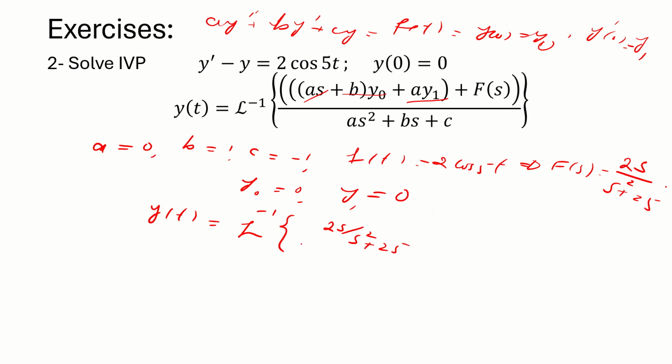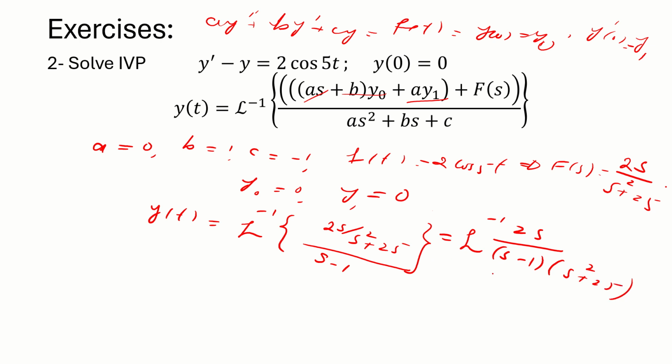Okay, whereas in the denominator we'll be having the characteristic equation, that is s square, s minus 1 simply. So we have s minus 1 because a is 0, b is 1 and c is minus 1. Or this could be written in the form Laplace inverse of 2s divided by s minus 1 into s square plus 25. Now this Laplace inverse can be found by using either partial fraction, or you can use the convolution theorem as well. So let me do that by using the convolution theorem.